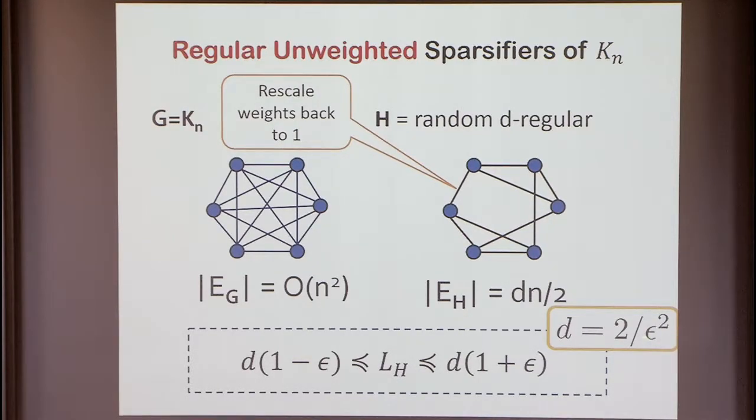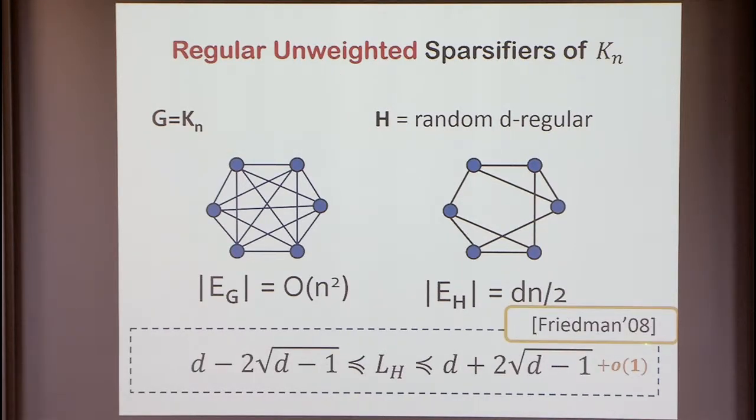And if you care about the second order terms, the precise statement is this. This was proven by Friedman. It's a very difficult thing to prove, that if you take d random matchings, the eigenvalues are between d minus 2 square root of d minus 1 and d plus 2 square root of d minus 1, plus some little o of 1 factor. So this is the precise statement for what happens when you take d random matchings.